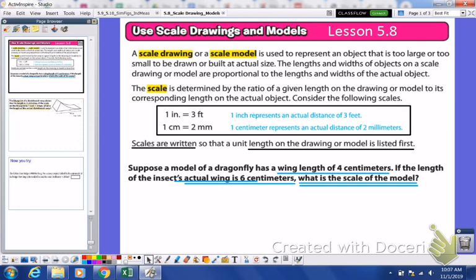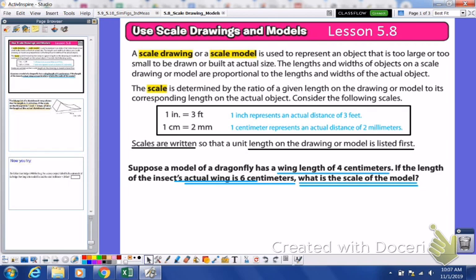The lengths and widths of objects on a scale drawing or model are proportional to the lengths and widths of the actual object. The scale is determined by the ratio of a given length on the drawing or model to its corresponding length on the actual object. So consider the following scale. If I have 1 inch equals 3 feet, that would tell me that 1 inch represents an actual distance of 3 feet. Or 1 centimeter equals 2 millimeters would tell me that 1 centimeter represents an actual distance of 2 millimeters. Scales are written so that a unit length on the drawing or model is listed first.